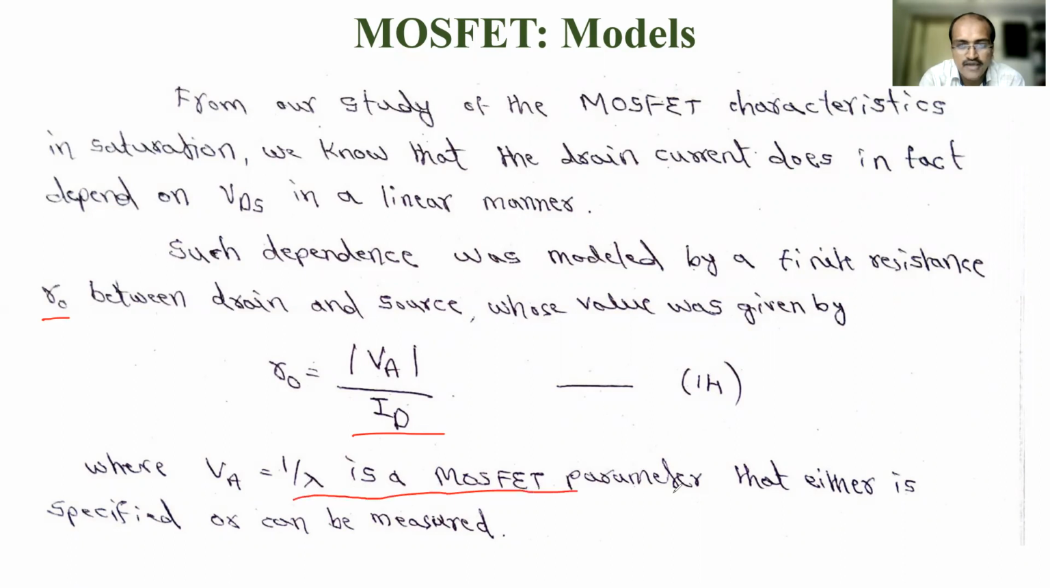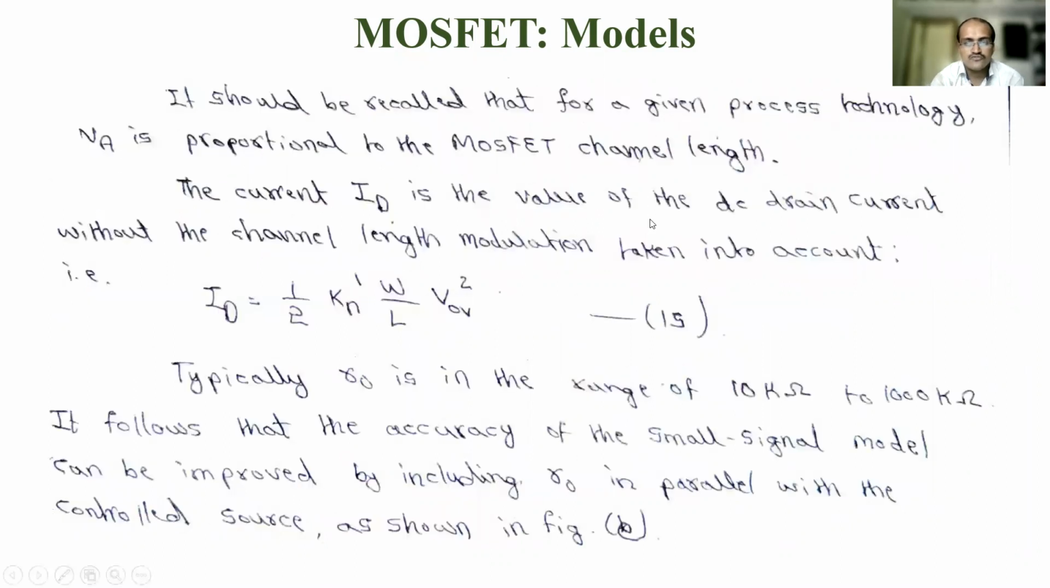It is a MOSFET parameter. It will be given normally, like how you are given values for other parameters like K n dash, W by L and all. In the same way, in the problem this VA value will also be given, so that it is either specified or can be measured. This is another formula required in the model. The previous model didn't have the r0, so now we are going to add this r0 to the model. You'll get a new modification to this equivalent model. I will show you that model later.